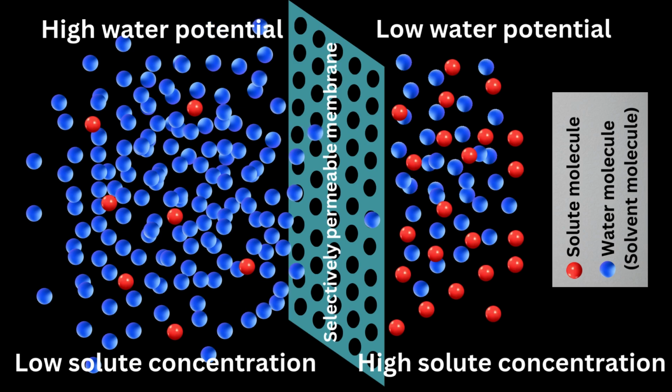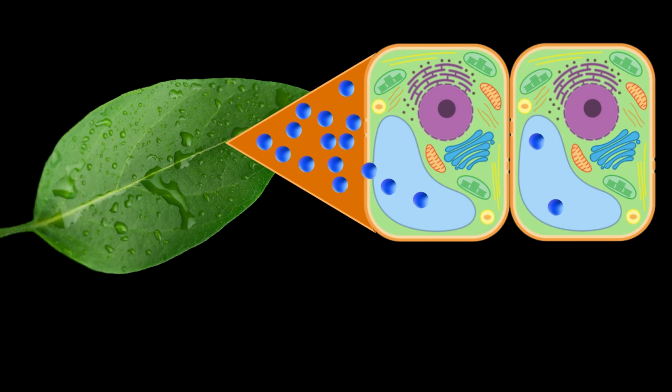Osmosis is the movement of water molecules through a selectively permeable membrane from a region of higher water potential, or low solute concentration, to a region of lower water potential, or high solute concentration. This process is crucial for maintaining cellular functions and occurs without the need for external energy.